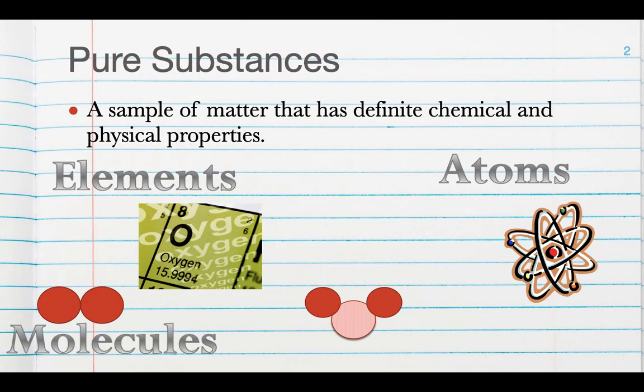A pure substance is matter with fixed chemical or physical properties. So it's matter, goes in that line: matter with fixed physical and chemical properties.